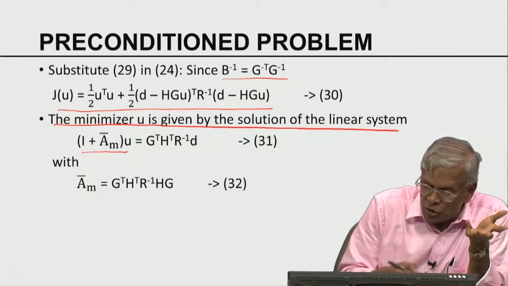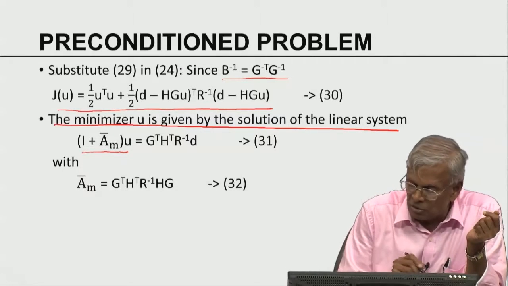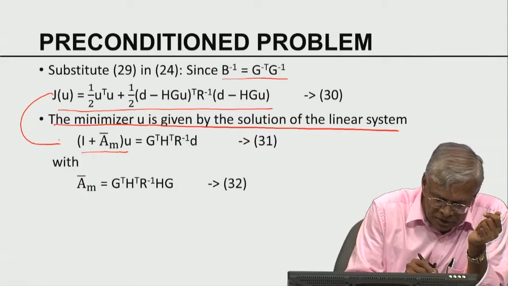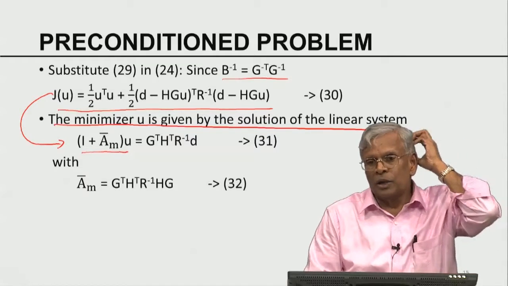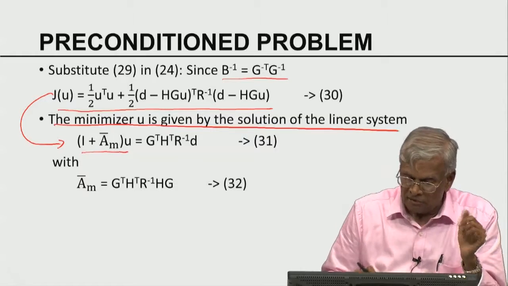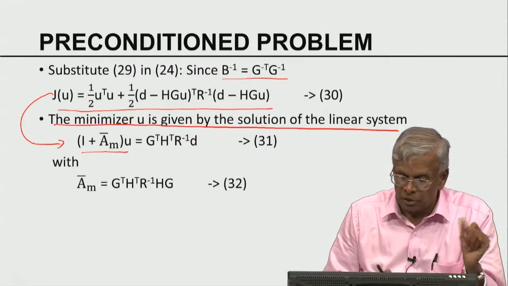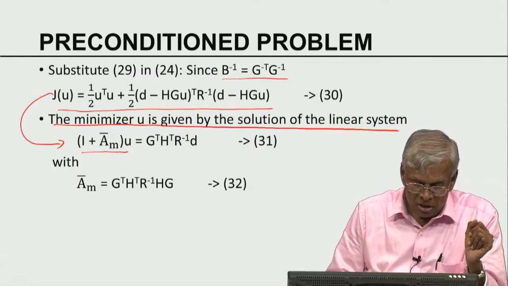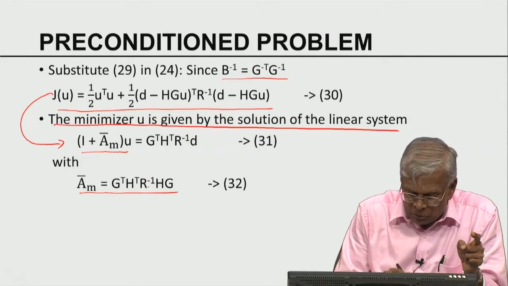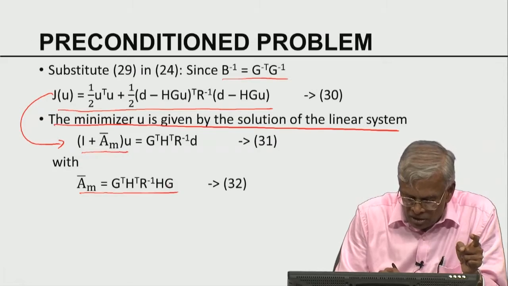I am not trying to show you all the steps. This is a quadratic, equation 30 is a quadratic function. Compute the gradient, equate the gradient to 0. You get the optimal solution in the new variable U to be given by equation 31. I hope you keep track of everything. Now what is the matrix AM? AM is given by G transpose H transpose R inverse HG.